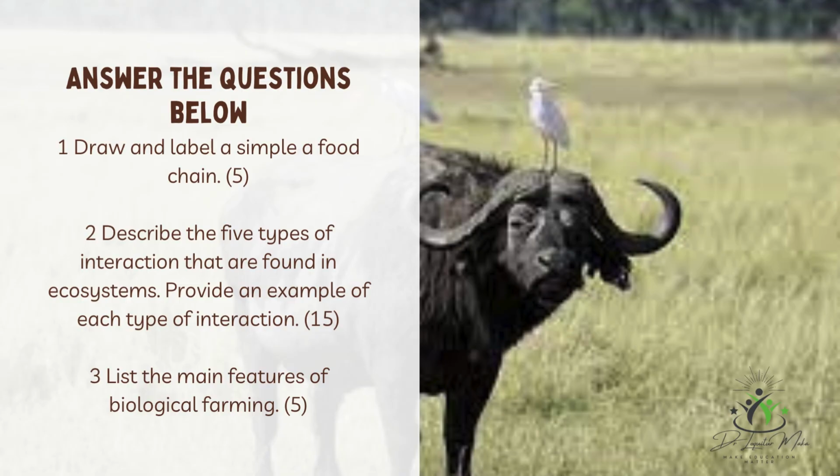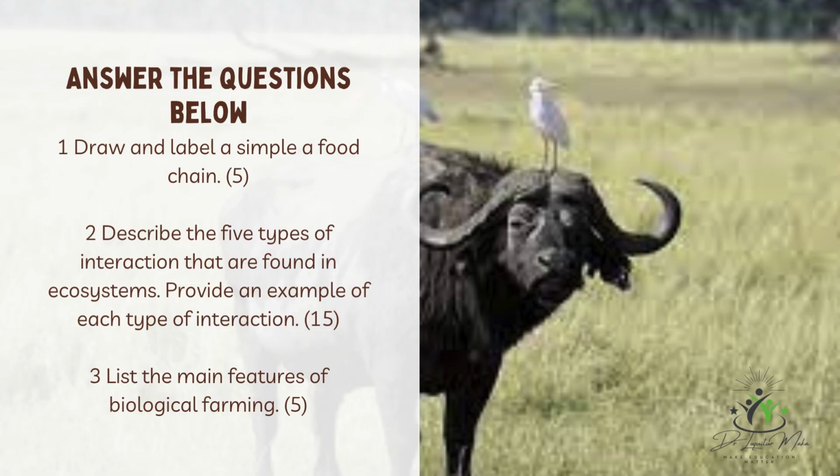If a question says describe, you are describing. It means that you give the name of the interaction first. Here it says describe the 5 types of interactions that are found in the ecosystem, and it's 15 marks. So what does this mean? Chances are 15 divided by 5 is 3. So there is 1 mark for giving the type and 2 marks for the description. It's very important for you to look at the marks that are being awarded.